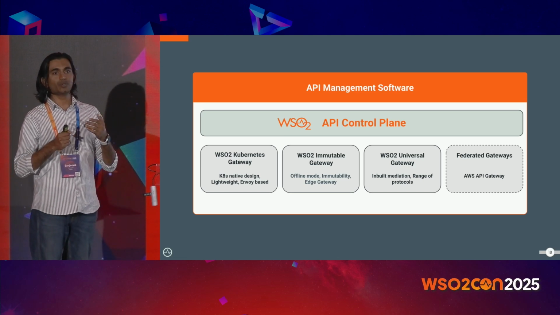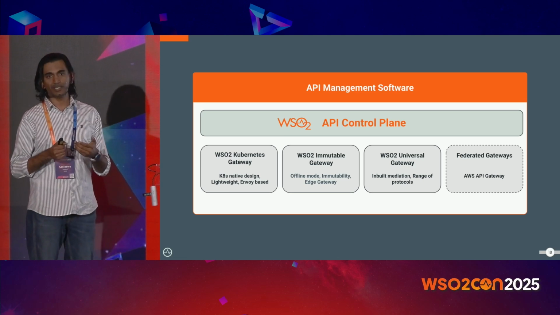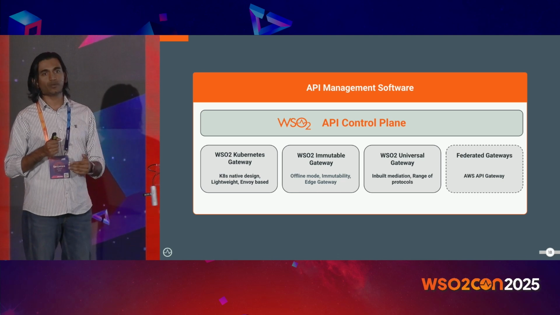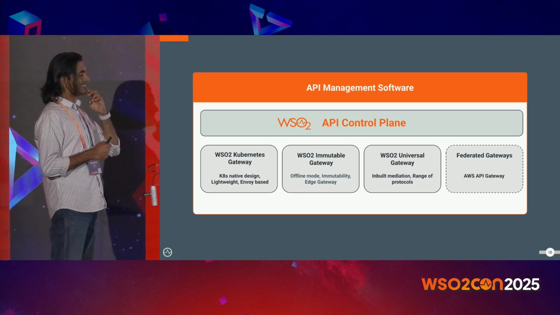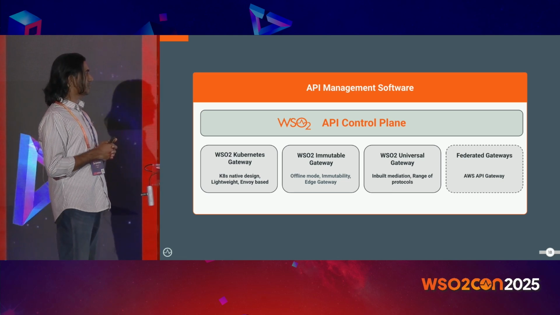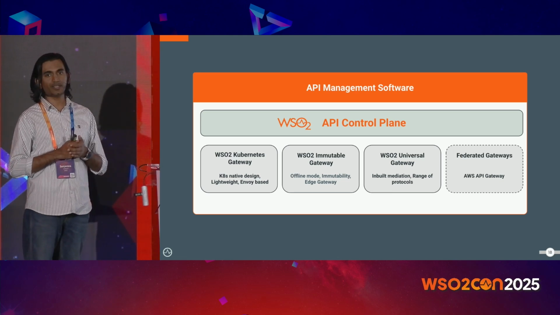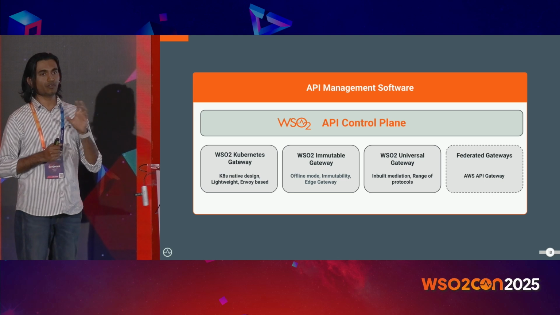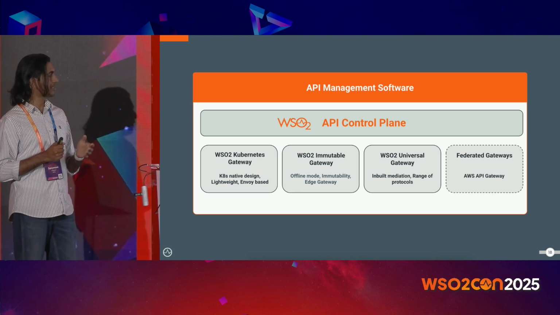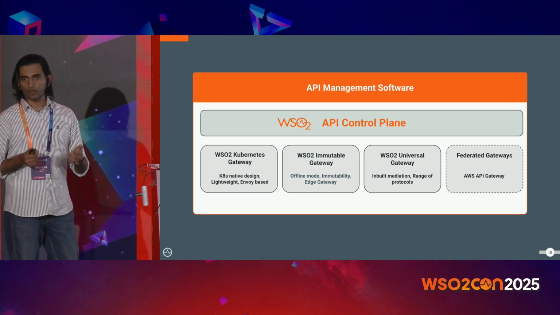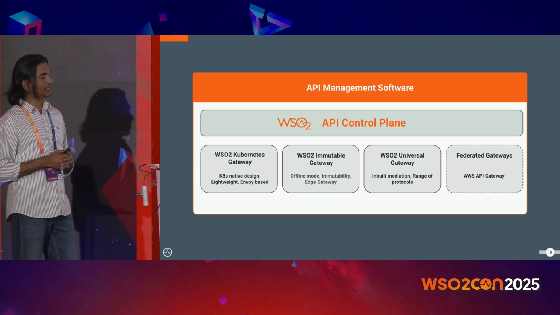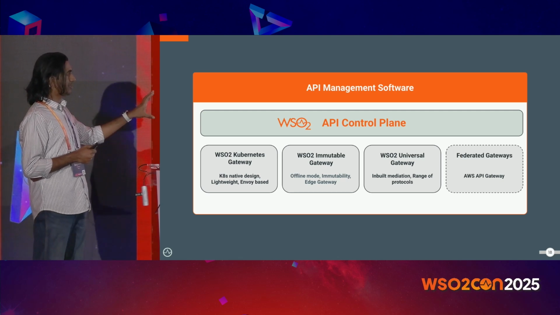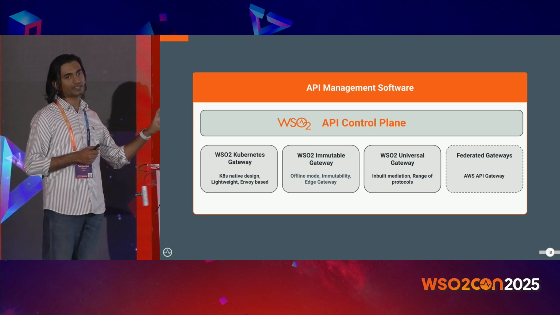I want to highlight these terms because from this release onward, we are going to use those names. Some of you already used the WSO2 APK gateway. We called it API Platform for Kubernetes, and that has a gateway. That gateway is the Envoy-based one, which adheres to the Kubernetes Gateway API specification. From this release onward, we are going to name that the Kubernetes Gateway.